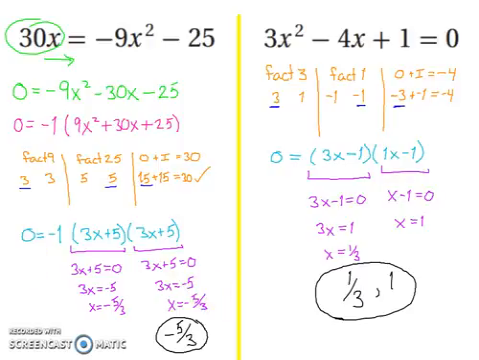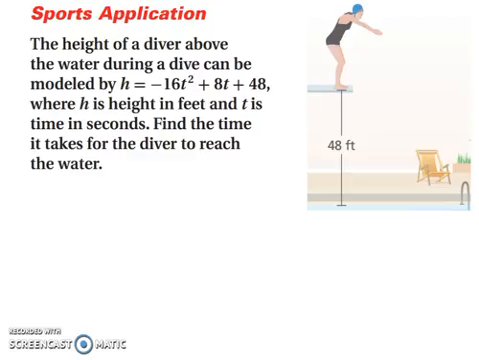Let's put this all together and do a sports application. The height of a diver above water during a dive can be modeled by h equals negative 16t squared plus 8t plus 48, where h is the height in feet and t is the time in seconds. Find the time it takes for the diver to reach the water.